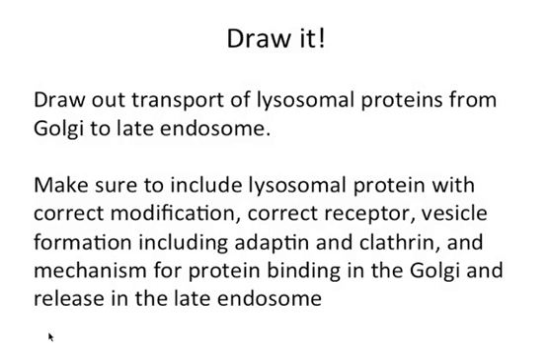So I've got correct receptor, vesicle formation, adaptin, clathrin, mechanism for protein binding in the Golgi and release in the endosome. What was that mechanism? How come it's binding here and it's letting go here? pH. Okay, so is pH higher or lower here? Higher. And then pH is lower here. That would be enough. Like, if you didn't remember, 6.5 to 6.7 goes to 6. And if you just wrote it's higher here and it's lower here, then you'd be good. How do you remember that it's lower in the lysosome? The fact that it's the lysosome, and it contains all these acid hydrolases, so it's highly acidic, right? And it's got a proton pump and all those things.